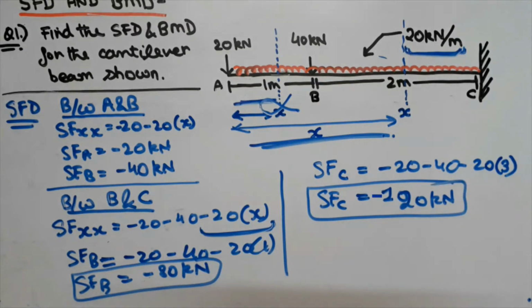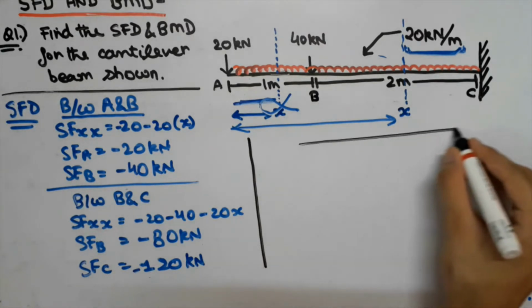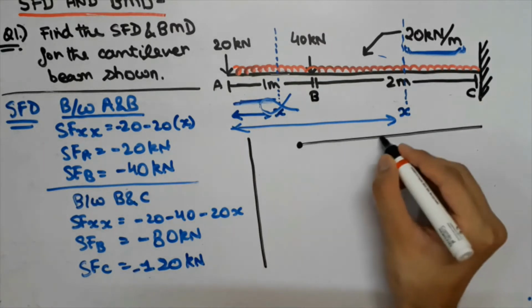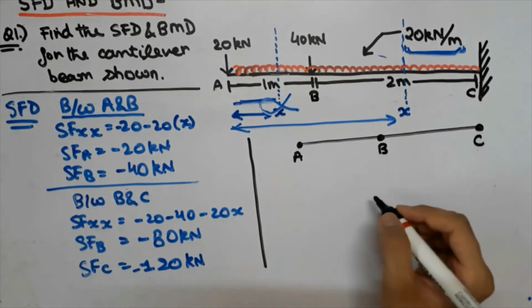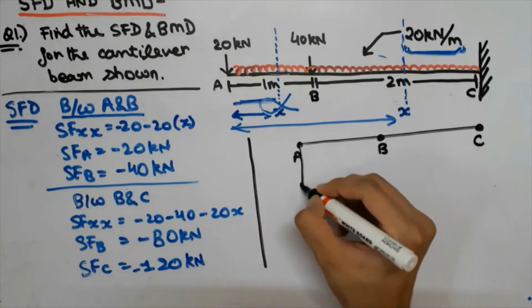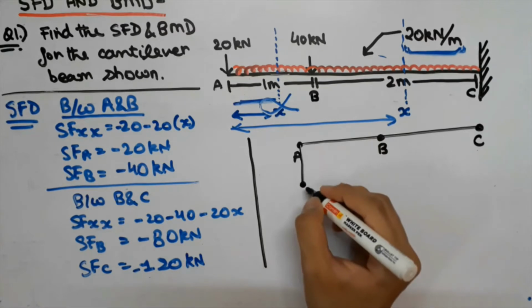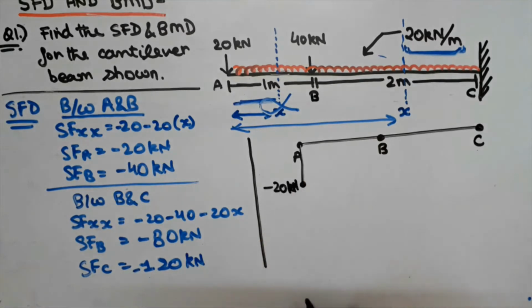Now guys, using these values of shear forces at A, B and C, we are going to draw the SFD, that is the shear force diagram. Previously we found out the shear forces at A, B and C, so now we are going to use them and draw our SFD. First of all, on the axis we are going to put the points A, B and C. Firstly we found out the value of shear force at A to be minus 20 kilonewton. So we are taking it downwards as it is negative, and we will write here minus 20 kilonewton.